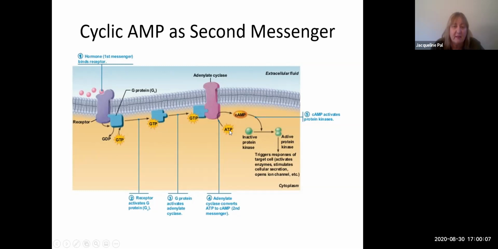This will then convert ATP to cyclic AMP, which then activates an inactive protein kinase, which is going to cause phosphorylation of something else, and eventually we will end up with whatever we need to happen, which could be activating other enzymes or stimulating some kind of secretion or causing an ion channel to open, whatever it is.